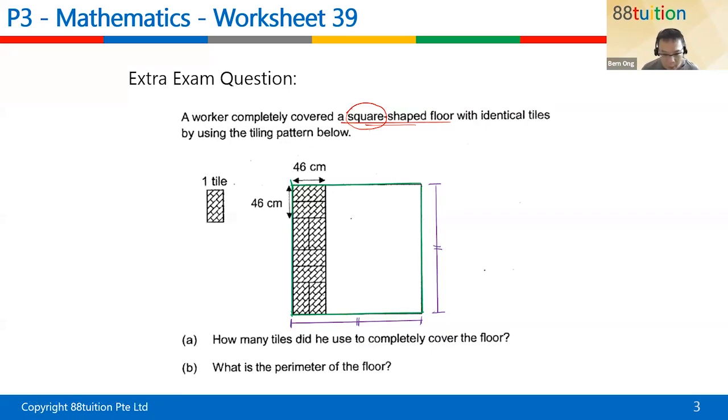A worker completely filled a square-shaped floor. What is a square-shaped floor? Look, this is called a square-shaped floor. It's a square, which means the length here and the length here are equal.